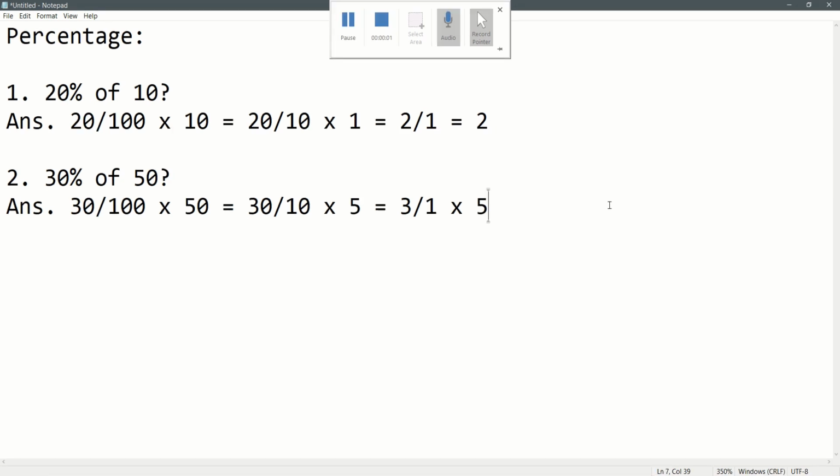Now the answer over here is 3 by 1. Division by 1 doesn't matter. And 3 multiplied by 5 is equal to what? 15. This is our answer. Wasn't it quite easy? I hope that all these questions are now clear to you, and you will not face any problems in solving such easy questions.